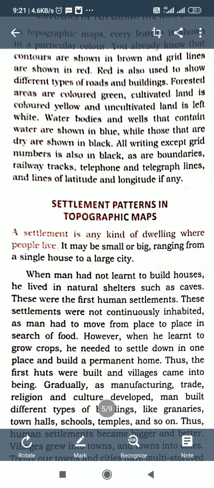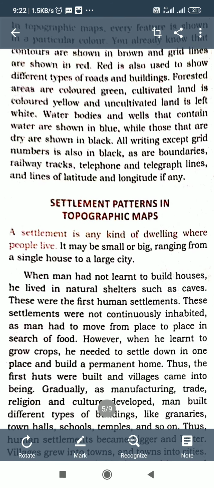When man had not learned to build houses, he lived in natural shelters such as caves. These were the first human settlements. These settlements were not continuously inhabited as man had to move from place to place in search of food. When man learned to grow crops, he needed to settle down in one place and build a permanent settlement, a permanent home. The first huts were built and villages came into being.